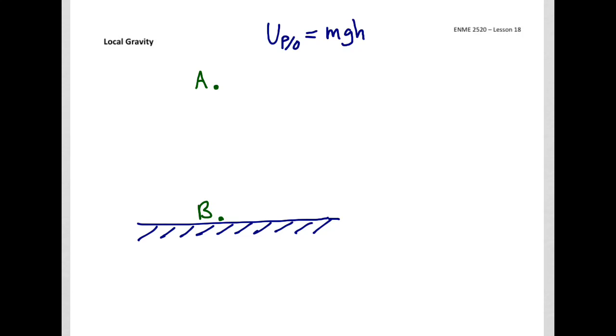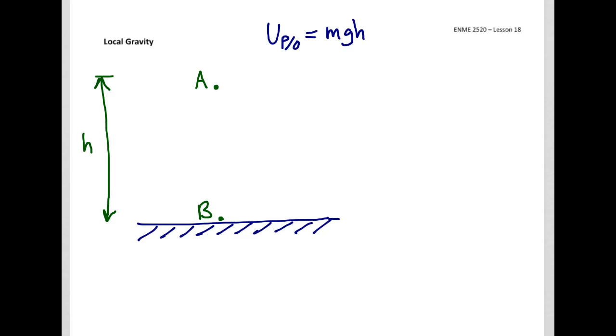So let's take a mass and let's put it into gravity. Let's only have gravity acting on it. And let's take it from point A to point B. And if this is a conservative force, then it shouldn't matter what path we take from A to B, we're still going to have the same amount of work that's done on the particle. So let's say that there's a height involved here. We'll just call that h.